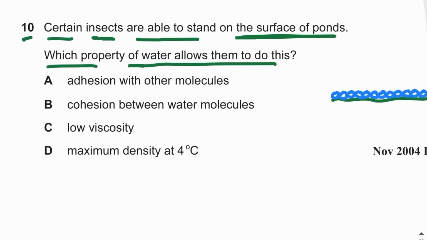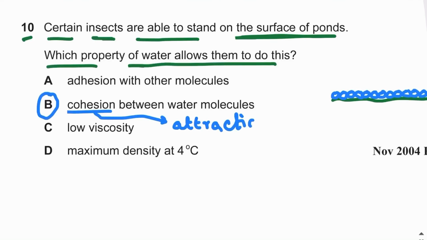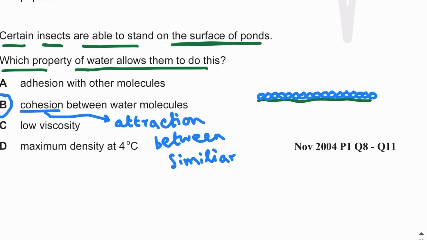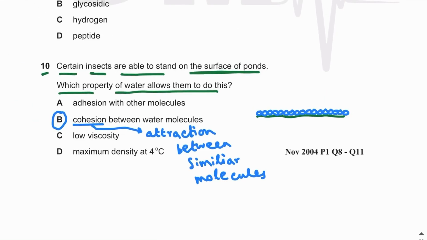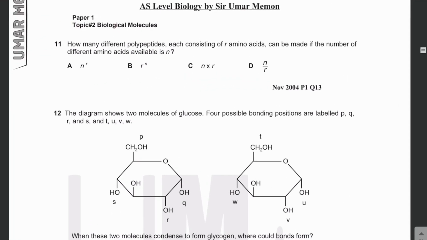So what property of water allows them to do this? The answer is cohesion between the water molecules. So guys, cohesion is basically the attraction between similar molecules, and this is because of the attraction between the water molecules, which are actually the similar molecules, which provides water a high surface tension. And because of this high surface tension, the insects can stand on the surface of the water, and they can even slide on the surface of the water. So the answer is B. Let's move on to MCQ number 11.